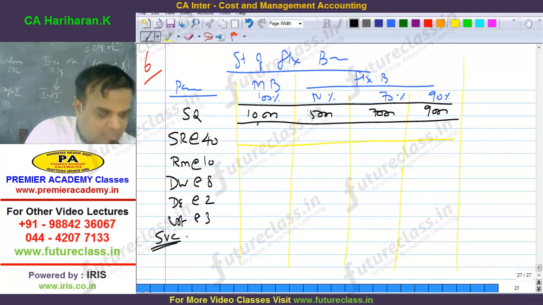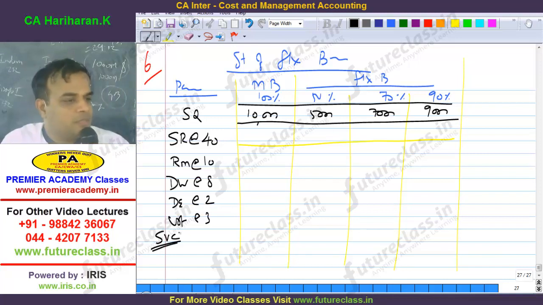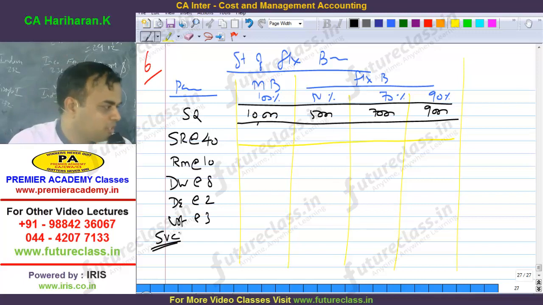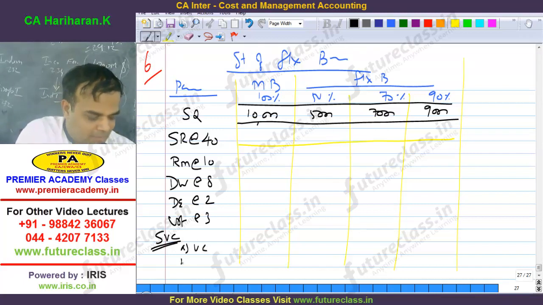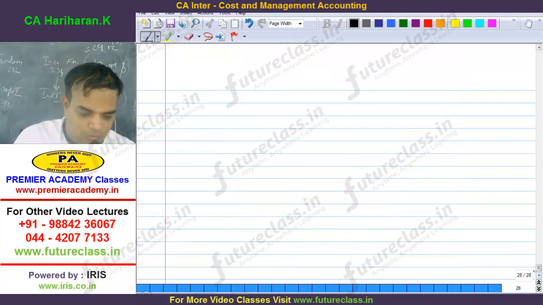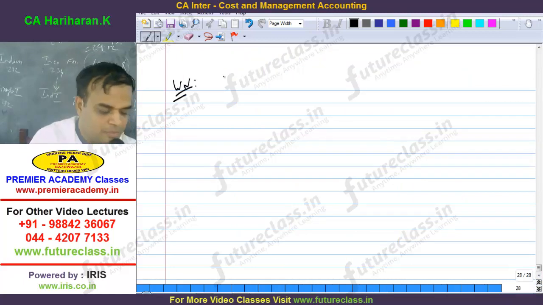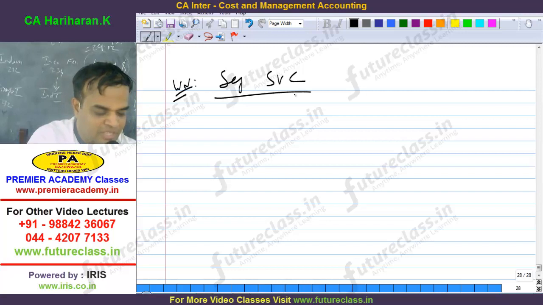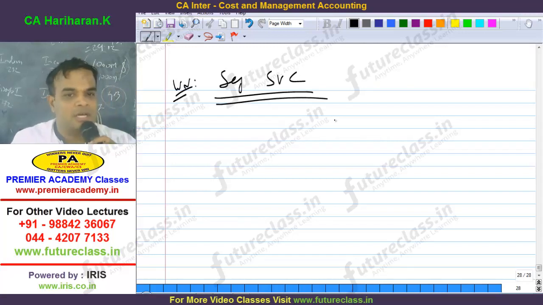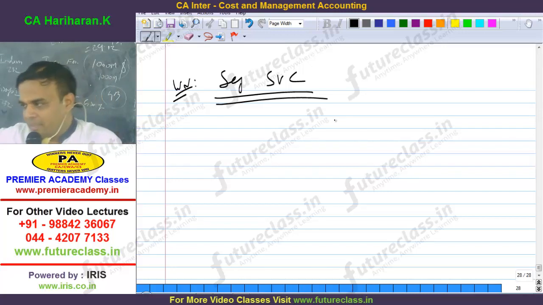Semi-variable cost. Semi-variable cost consists of what plus what? Semi plus variable is equal to semi-variable cost. So it consists of variable cost and fixed cost. So working out with respect to segregation of semi-variable cost. How many methods are there for segregation of semi-variable cost? 5. What are they? Graphical method, analytical method, high point, low point method, least square method, comparison method.